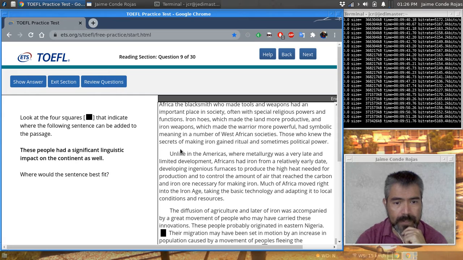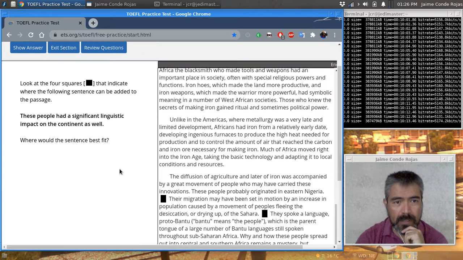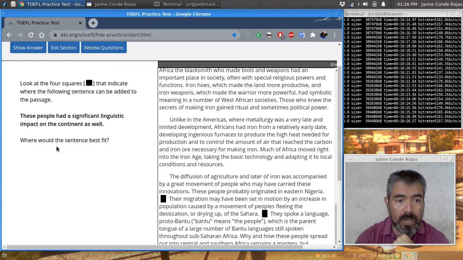Look at the 4 squares in the text, and it's only in one paragraph. Here we have the paragraph, and here we have the 4 black squares. The instruction is click on a square to add the sentence to the passage. To select a different location, click on a different square. Now, look at the 4 squares that indicate where the following sentence can be added to the passage. These people had a significant linguistic impact on the continent as well. Where would the sentence best fit?